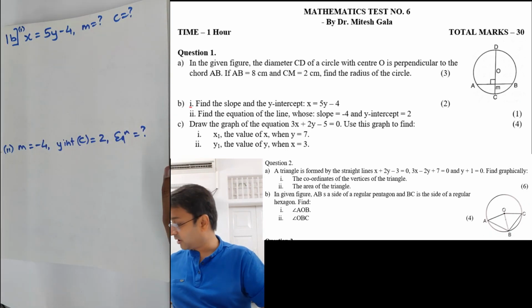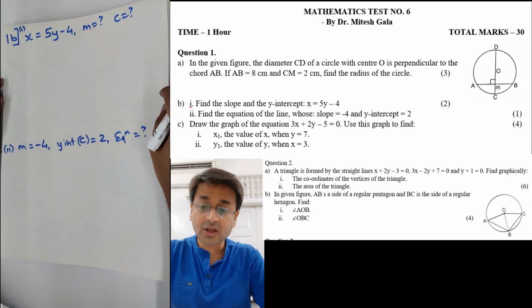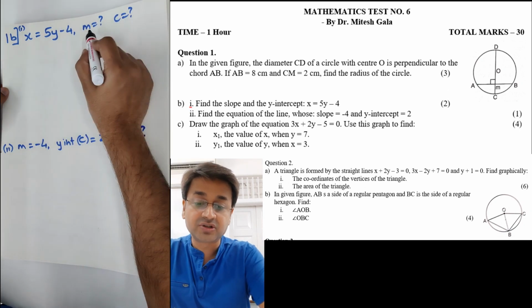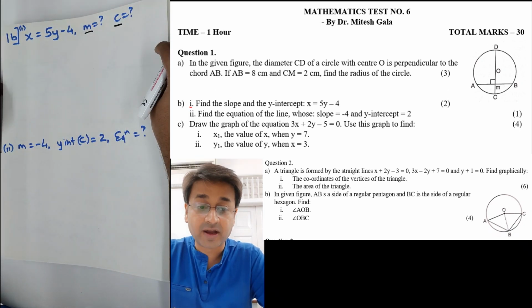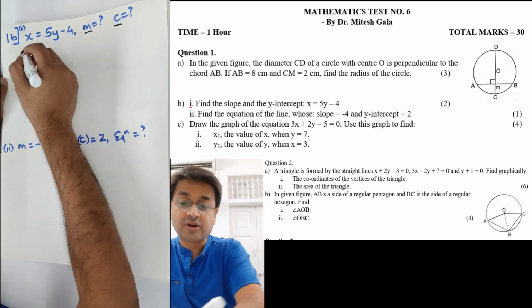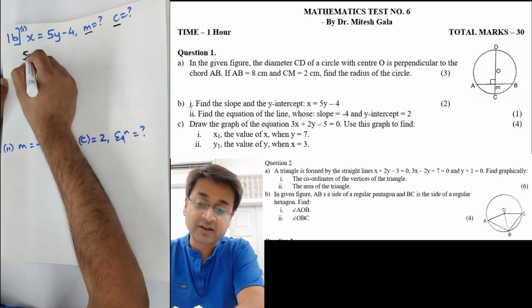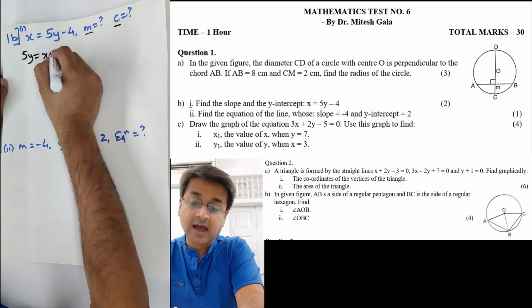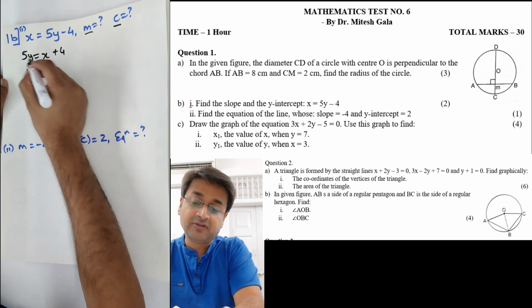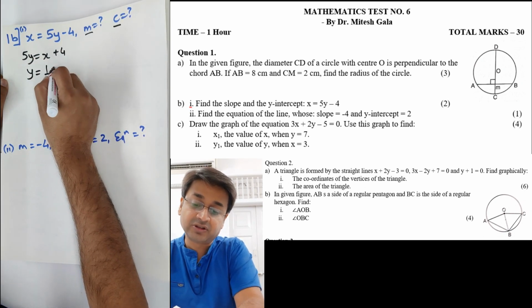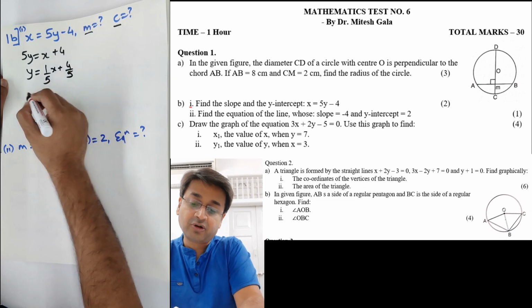Let's move on to the next one, question 1b. So 1b, they say this is the equation, find the slope and the y-intercept. Y-intercept is denoted by c. So you have to write this in the format of y is equal to mx plus c. So pushing 4 on the other side, only y, so therefore putting 5 down. So this will be 1 by 5 x plus 4 by 5.